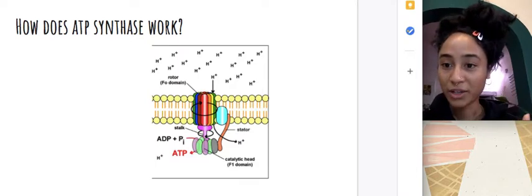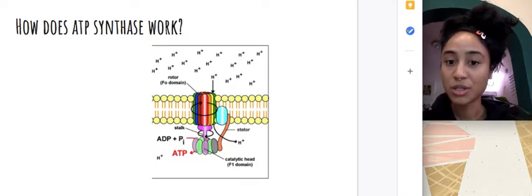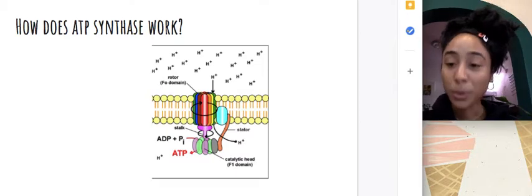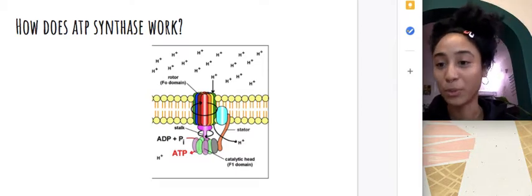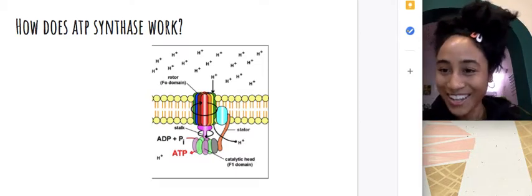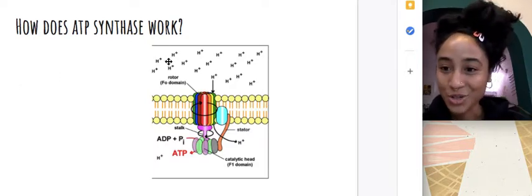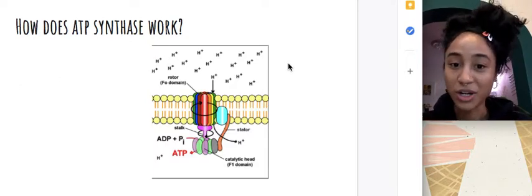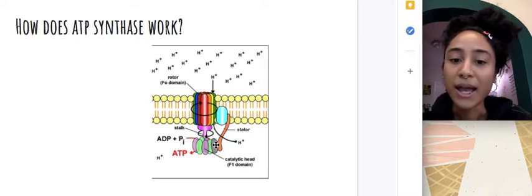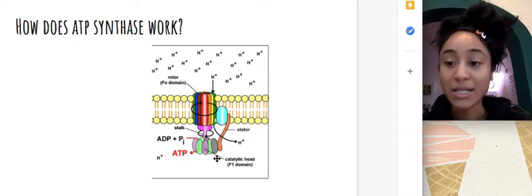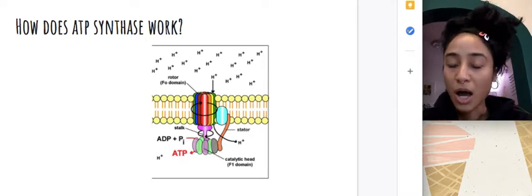Always orient yourself when you're looking at your images to make sure you are interpreting what you're looking at the way that it was intended to be interpreted. So here, the high concentration gradient is going to be at the top of the image, and ATP is going to be synthesized at the bottom of the image.